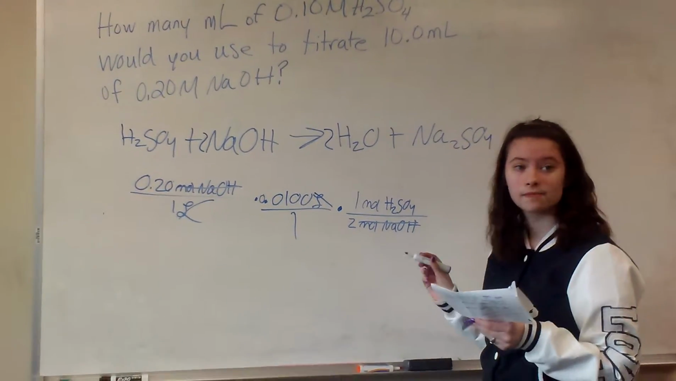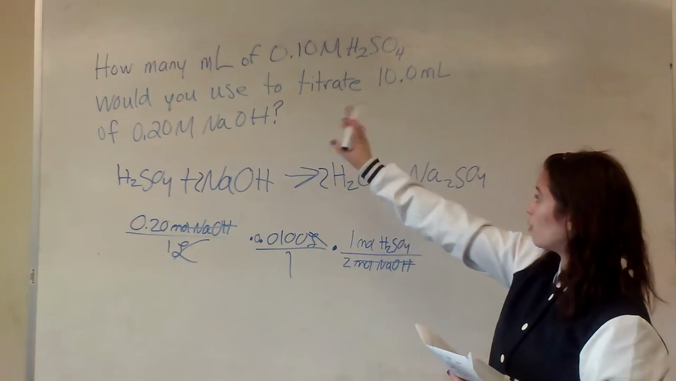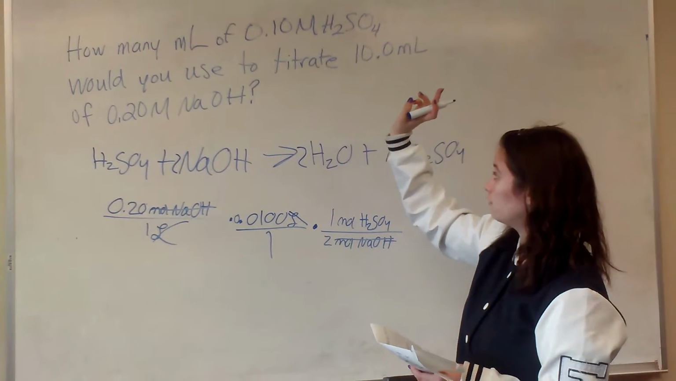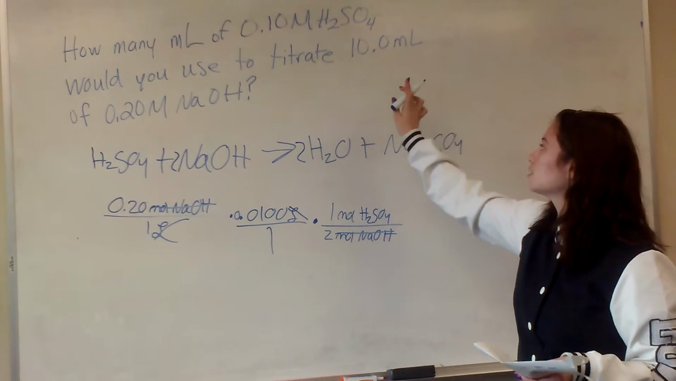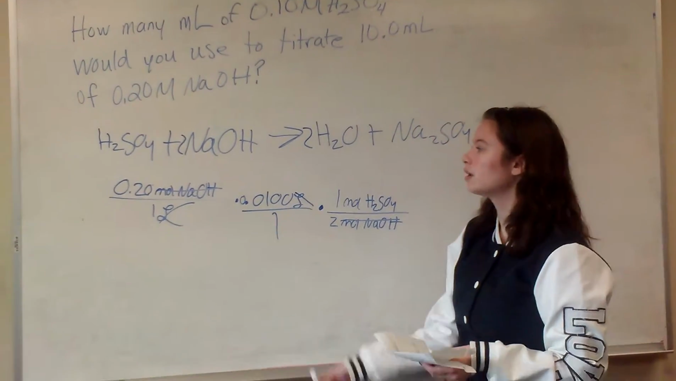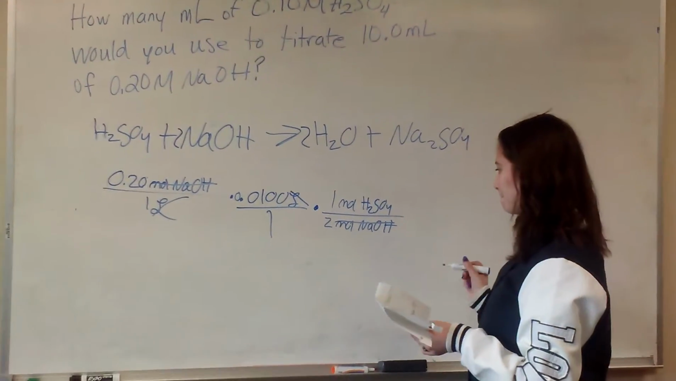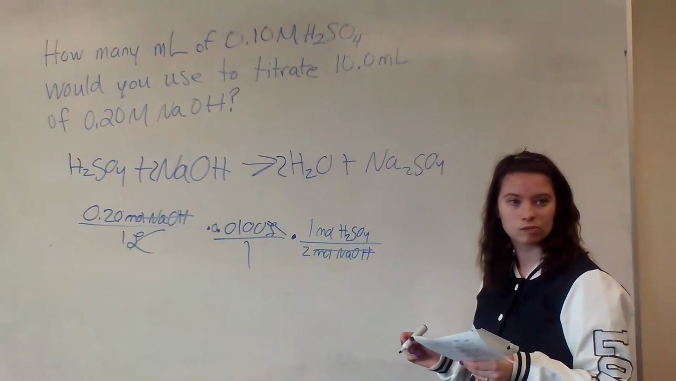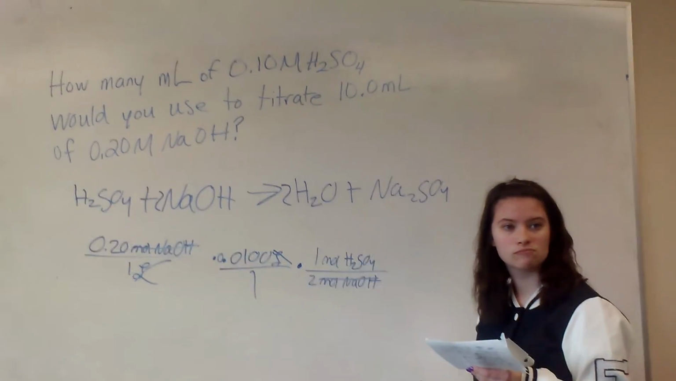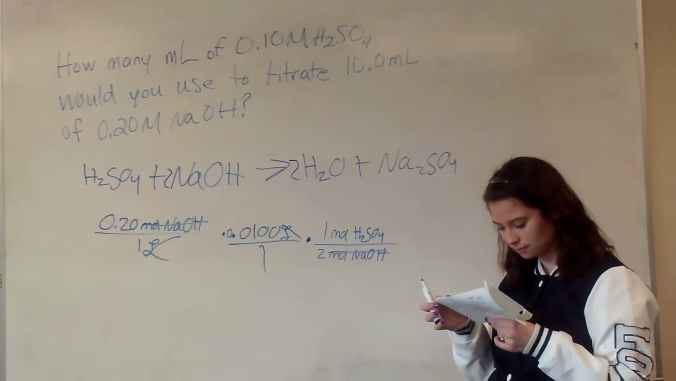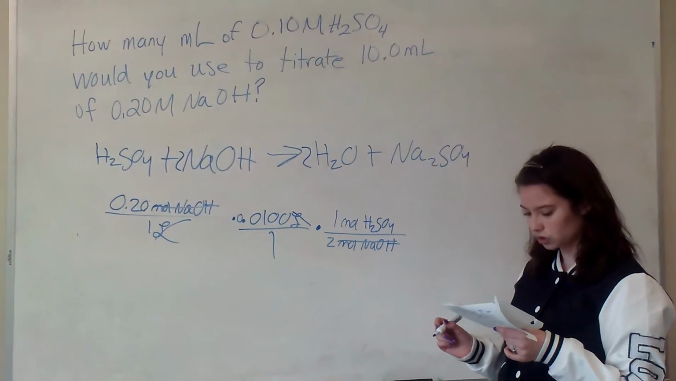Now, what's your goal? Stop and think. Our goal is to see how many milliliters of H2SO4 we would use to titrate the 10.0 milliliters of 0.20 molar NaOH. So your answer is going to be milliliters, a volume, and you have moles right now. There's no obvious way to convert moles to volume, but you have the concentration. So you can use the 0.10 molar, or moles per liter, of the acid to cancel out the moles of acid.